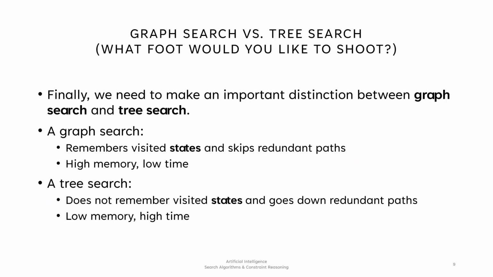Okay, and then finally, graph search versus tree search. This is a really important distinction. Graph search remembers all visited states, and if the algorithm is going to go to a state that is already visited, it's going to skip it. This is going to be high on memory because every state that you get to, you're going to need to store in memory.